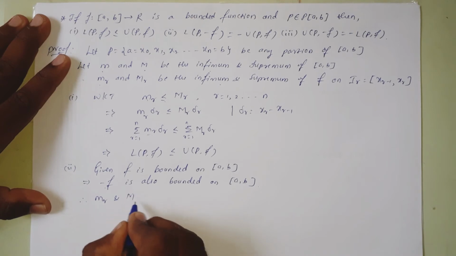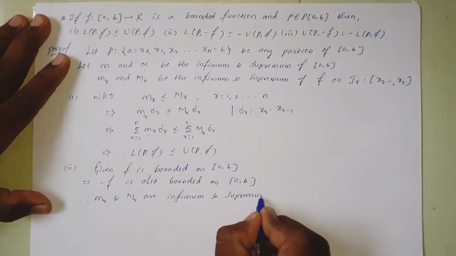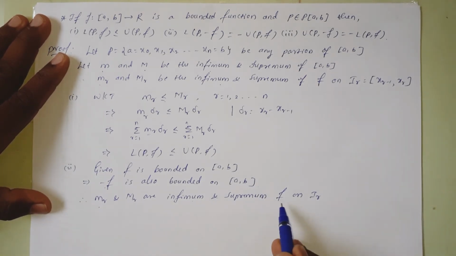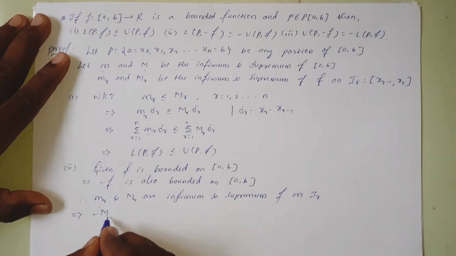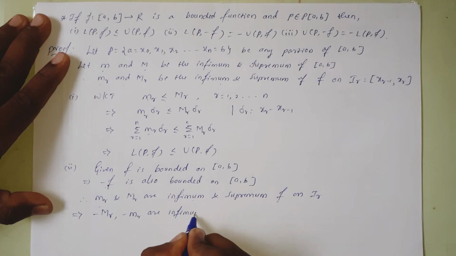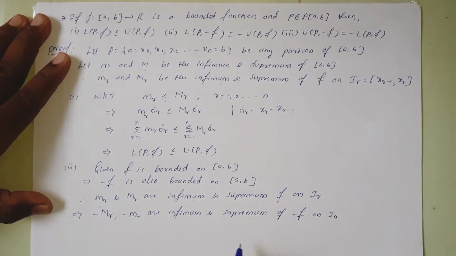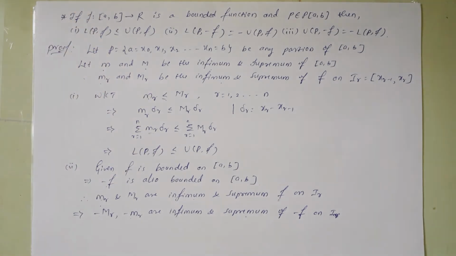So, therefore, small mr and capital Mr are the infimum and supremum of the function f on IR. So, it implies that minus capital Mr and minus small mr are the infimum and supremum of minus f on IR. Here small mr is the infimum, and if you multiply that by a negative sign, it becomes minus mr, which is a supremum, and minus capital Mr becomes the infimum of the negative of the function f.